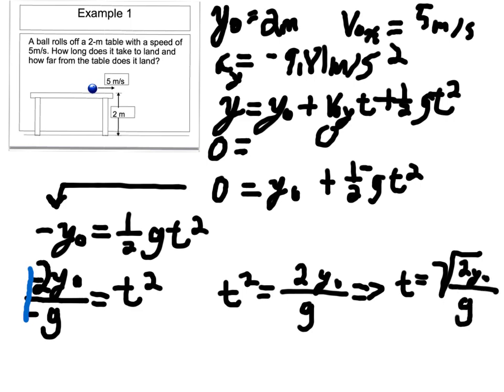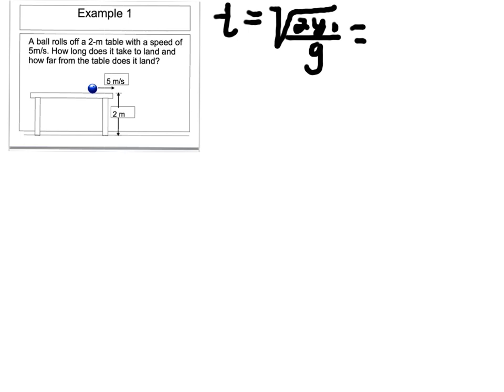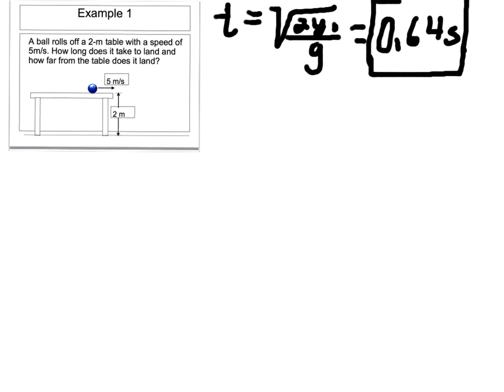And then I plug in my numbers to find the time. Why don't you do that real fast, and I'm going to clean this up on another slide. So pause the video, plug in the numbers to find the time. Alright, so I plugged in 2 meters for y0, 9.81 meters per second squared for g, took the square root, and I got 0.64 seconds. So I've answered the first question, how long does it take to land? There's my answer to the first question.